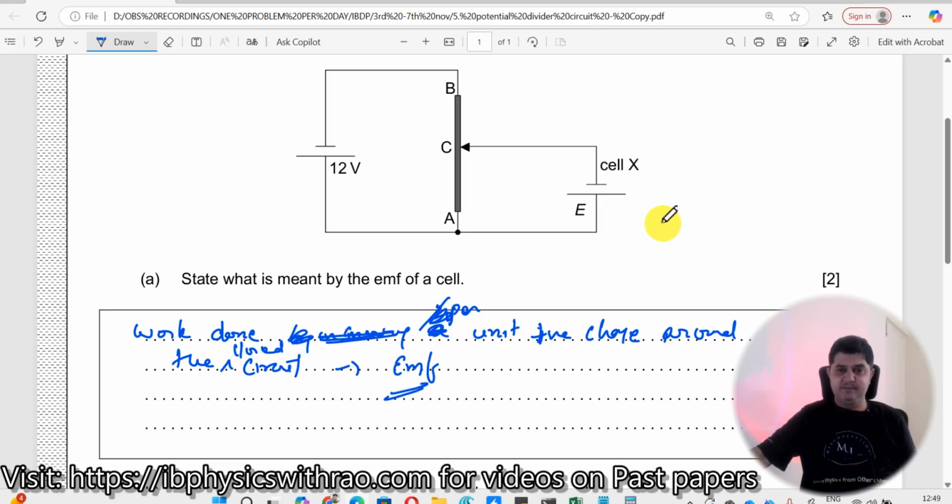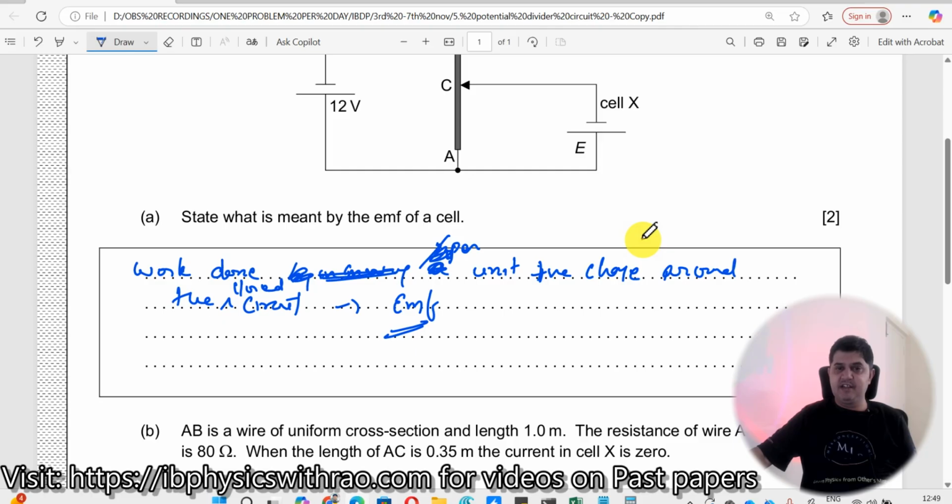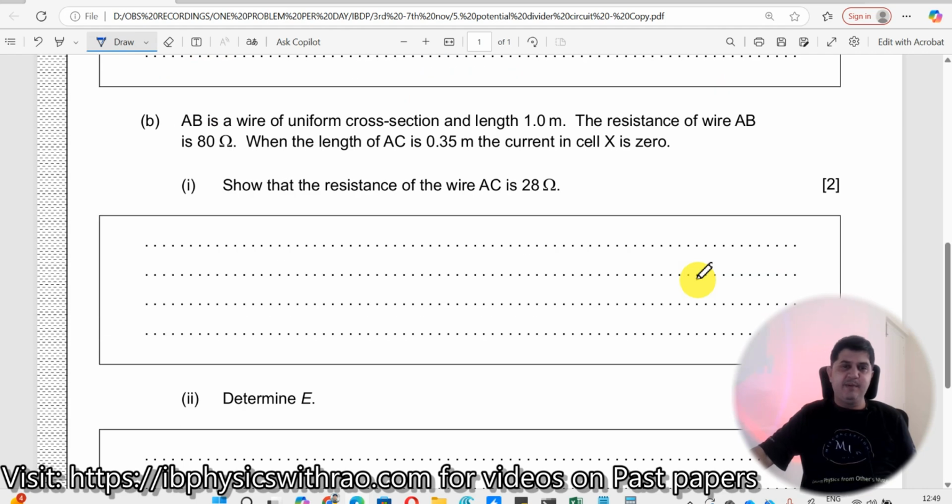Okay. Next, we have seen this. AB is a wire of uniform cross section of length 1 meter. We write L1. The resistance of wire AB is 80 ohms, R1. Then the length of AC is 0.35 meters, length L2. Then the current in the cell X is 0. Show that the resistance of the wire is 28 ohms.